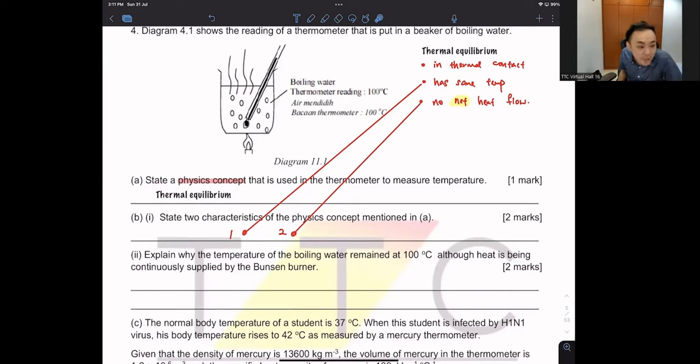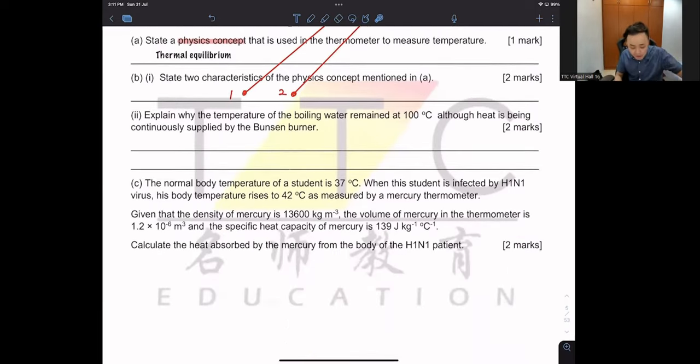Okay. Explain why the temperature of the boiling water remains 100, although the heat is being continuously supplied by the Bunsen burner. Again, chemistry, you learn one time, physics, you learn one time, right? When we are at 100 degrees Celsius, definitely that's boiling point, right? What happened at boiling point? Hey, this question is 2 marks leh. You just tell them because boiling point is 100, right? Got mark one. Yes, boiling point is 100, then? They convert to gas state. Then why is the temperature not changing? Because as we know, whenever we're changing states, the temperature doesn't change, all right?